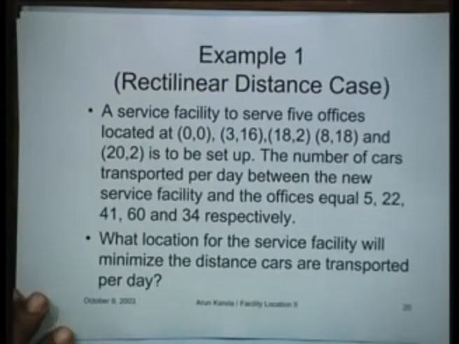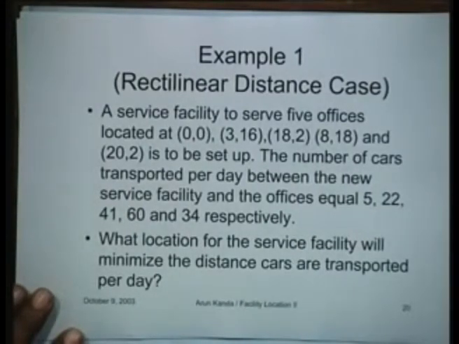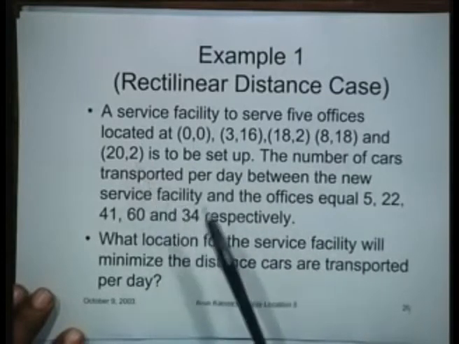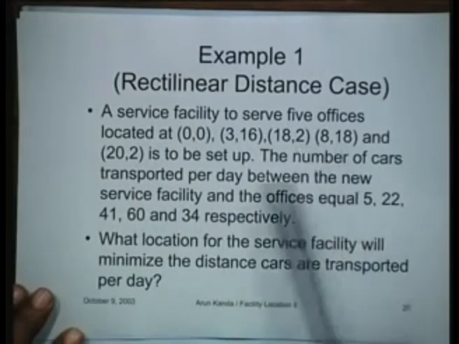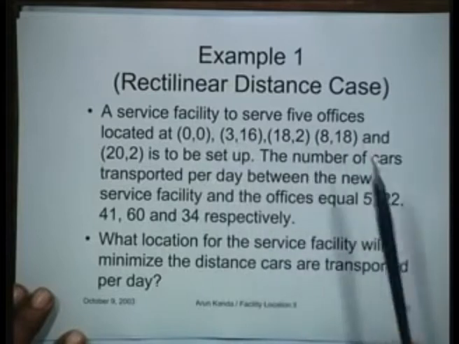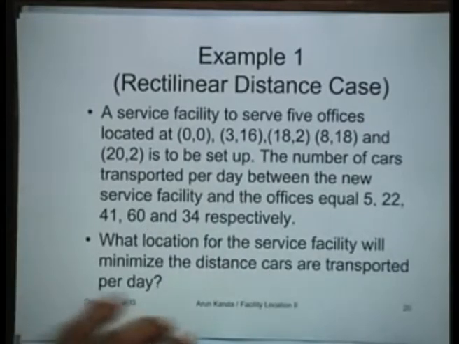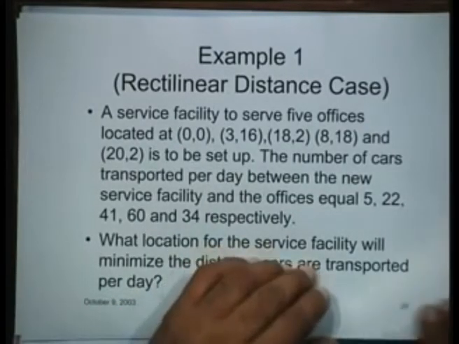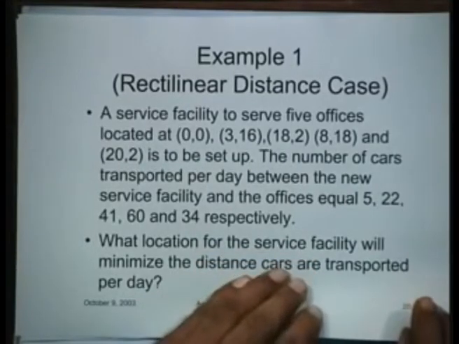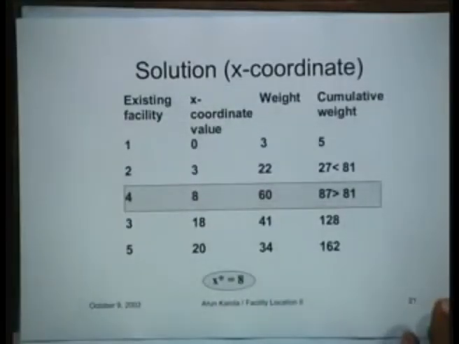So it's like saying that you have collection centers for cars at 5 places, in Connaught Place, South Delhi, etc. And you want to have a central service facility where you will service these cars, and people can deposit their cars here, here, here. Experience shows that the number of cars deposited per day is so much. Where should your service facility be? This is the problem, and we are assuming that the distances involved are rectilinear to begin with.